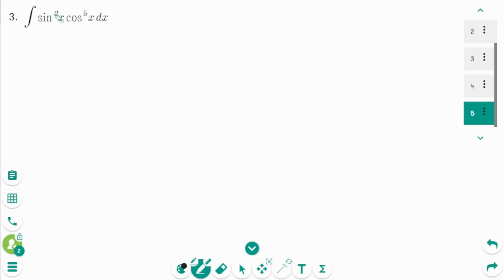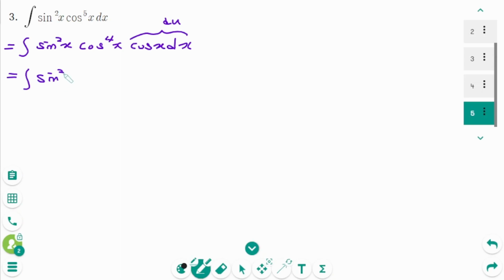Question 3. The power of cosine is odd. Then the integral of sine squared x, cosine to the power of 4 x, then cosine x. Save one cosine factor for du. Equals the integral of sine squared x times, we can rewrite as cosine squared x, then squared, cosine x dx.